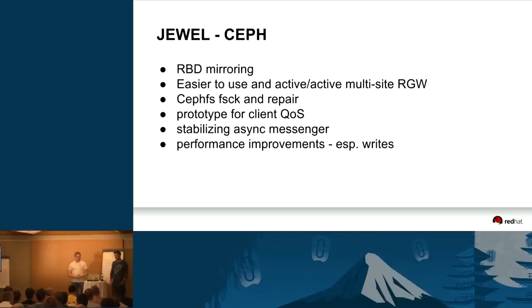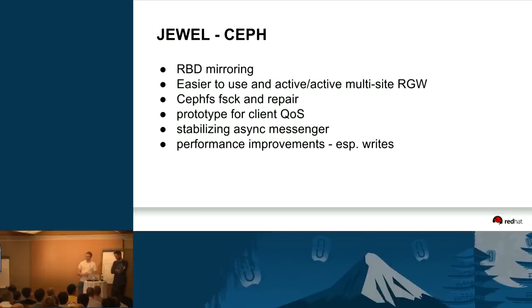So let's talk a bit about the next Ceph release, Jewel. There are a whole bunch of changes happening in Jewel, several big ticket features. I'll talk about a few now. One of the major ones for OpenStack use cases is RBD mirroring, which I mentioned a bit earlier. This is asynchronous replication from one site to another.